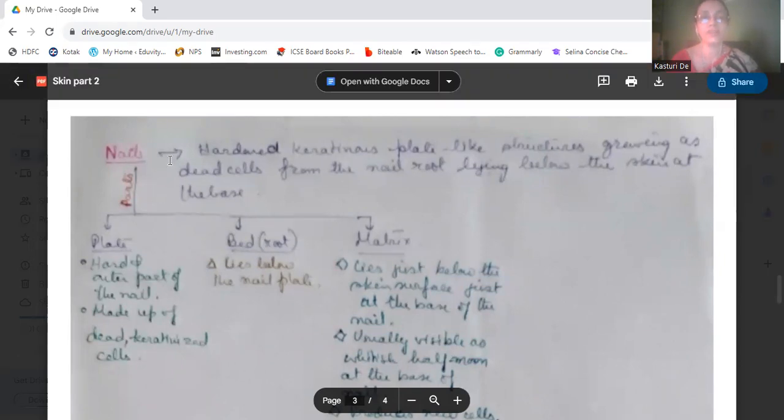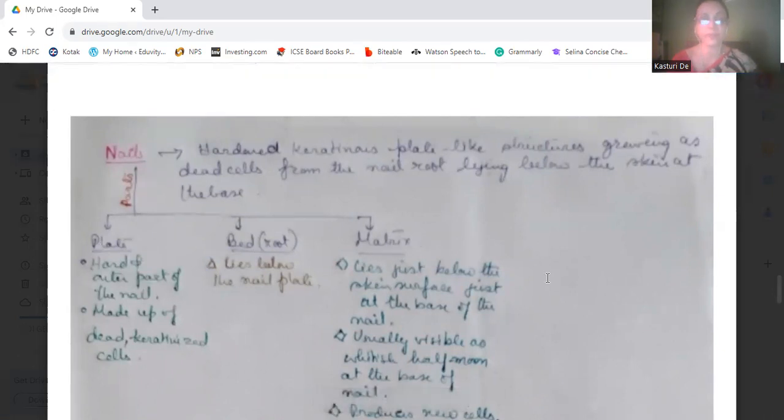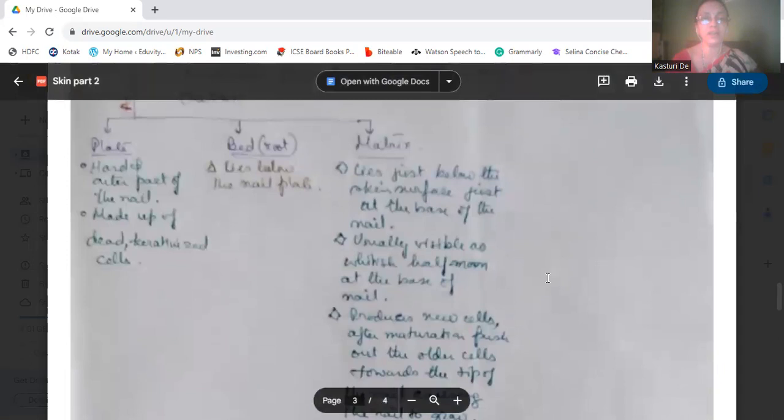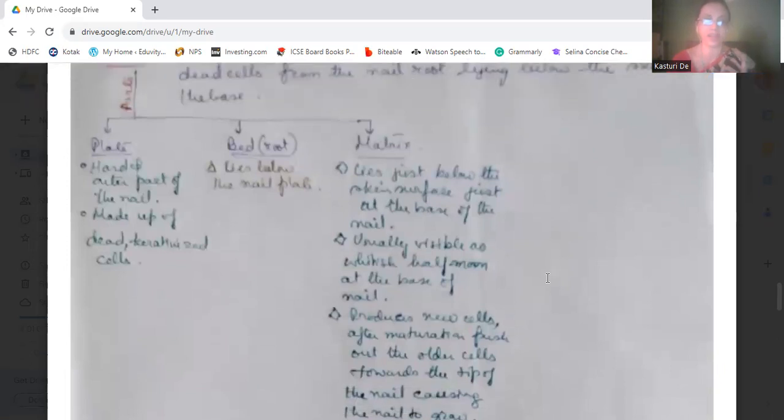Now, this nail has three parts: plate, bed or root, and matrix. Okay. Now, what is the nail plate? It is the hardened outer part of the nail, which is made up of dead keratinized cells. Okay, dead keratinized cells that form the nail plate.